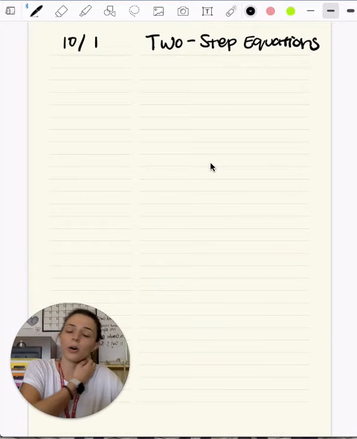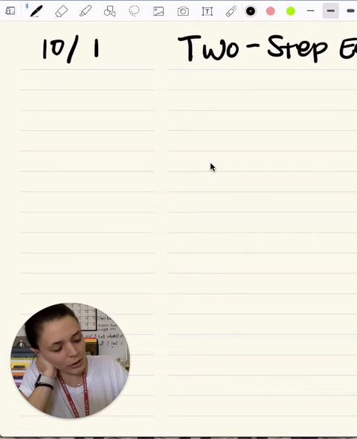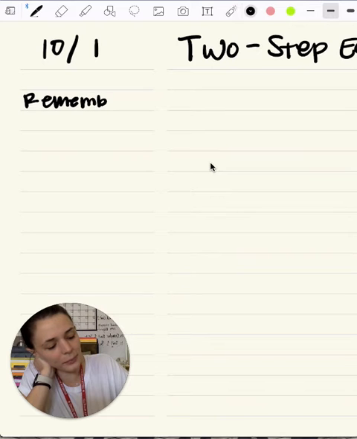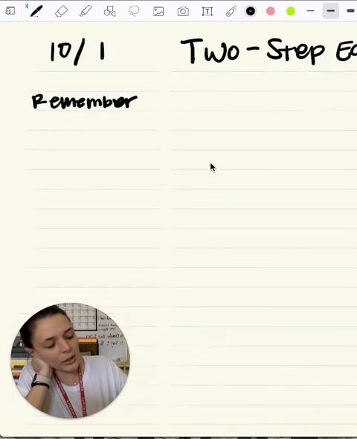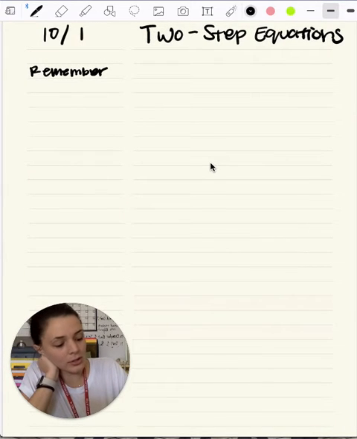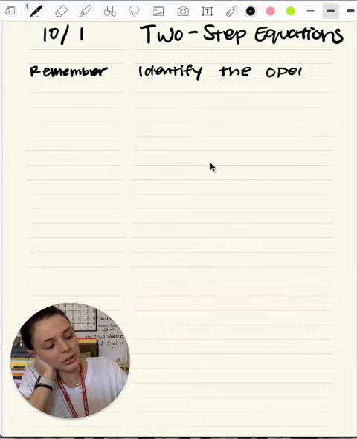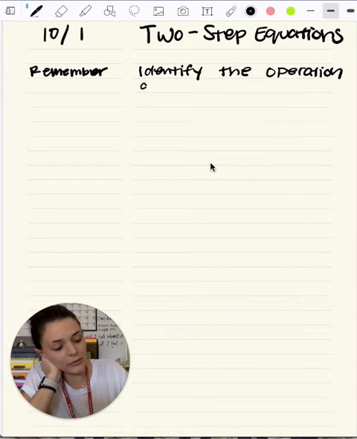All right, so once you have your paper all set up, we want to just go through a quick review of what we learned in the video yesterday. So a couple important things to remember. The first thing, and we've been talking about this all week, is inverse operations. So first you want to identify the operation, then apply the inverse.